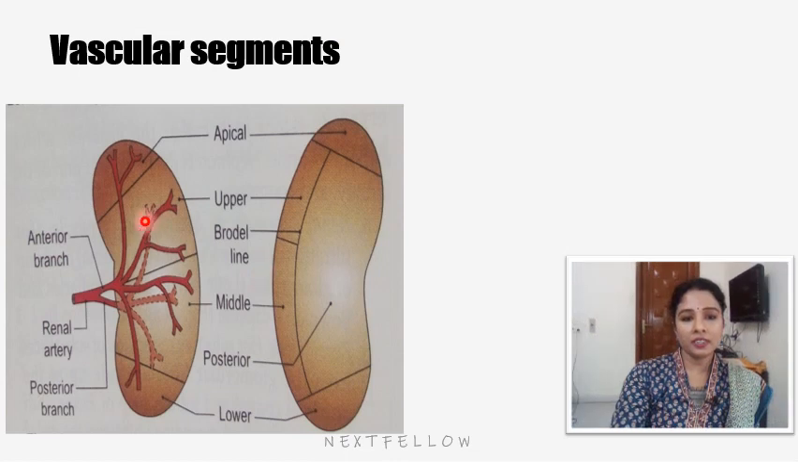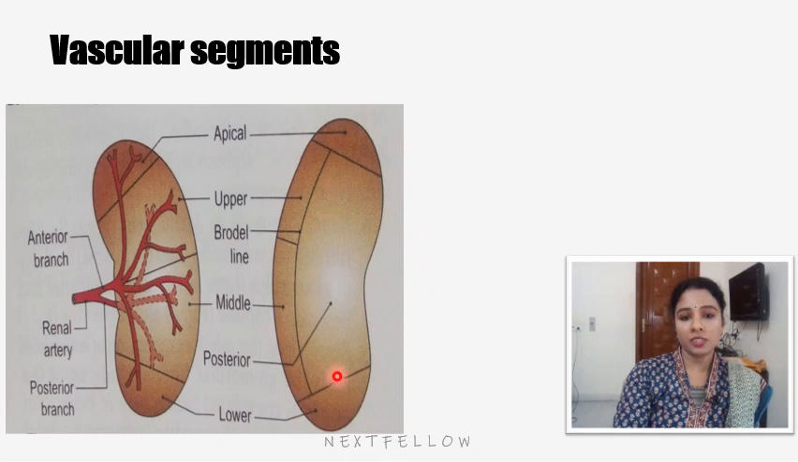So here we can see a schematic image to understand the vascular segments. This is the anterior division, this is the posterior, shown in dotted lines, which continues to form posterior segmental arteries dividing into three. Anterior, we have anterior apical, anterior superior, anterior inferior, then inferior segment.